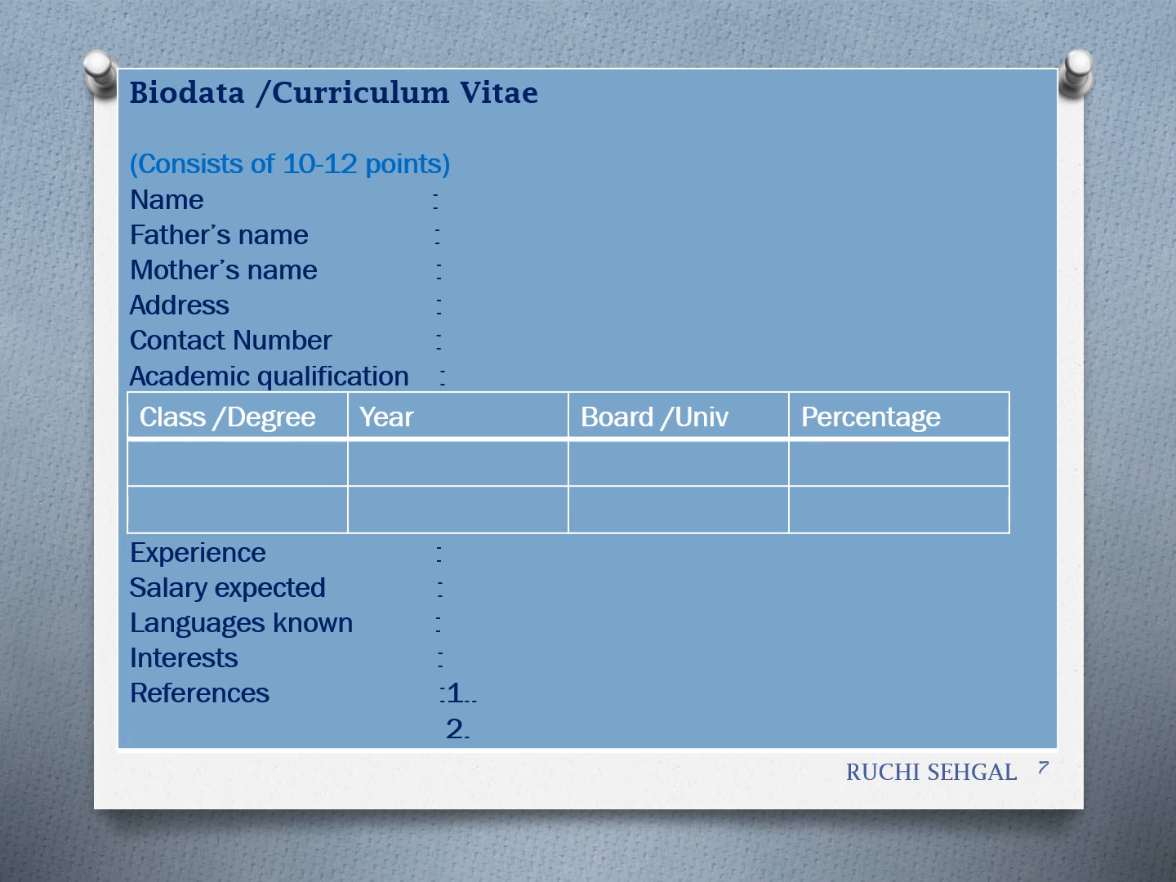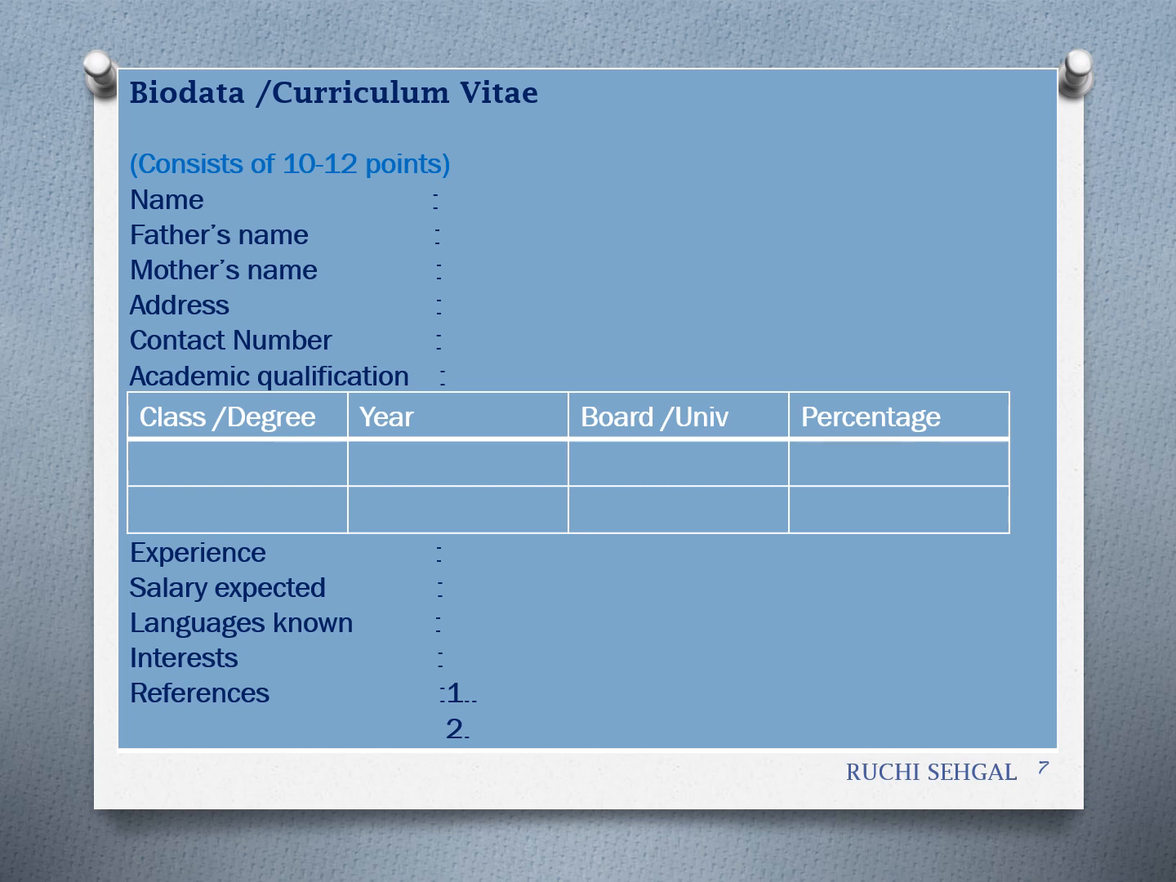Next comes your biodata or curriculum vitae. As it shows on the slide also, you must mention 10 to 12 points in your curriculum vitae. So these are simple points, children: name, father's name, mother's name, address, contact number, academic qualification. Now this again, I've tried to put it in a different color to draw your attention that you must make a table. A tabular presentation of academic qualification is very important and emphatic.